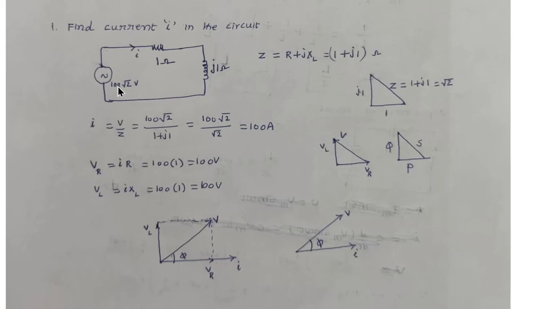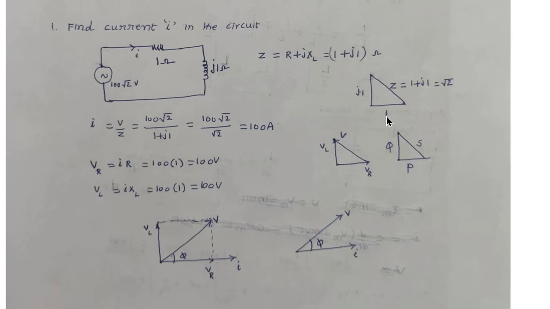Once we know the impedance and the applied voltage, we can calculate the current flowing: I is equal to V by Z, that is 100 root 2 divided by 1 plus J1. So we get 100 root 2 divided by root 2, which is 100 amperes. This is the current supplied by this AC source. The voltage drop across the resistor is I into R, that is 100 into 1, which is 100 volts. Similarly, the inductor voltage drop is I into XL, that is 100 into 1, which is 100 volts.